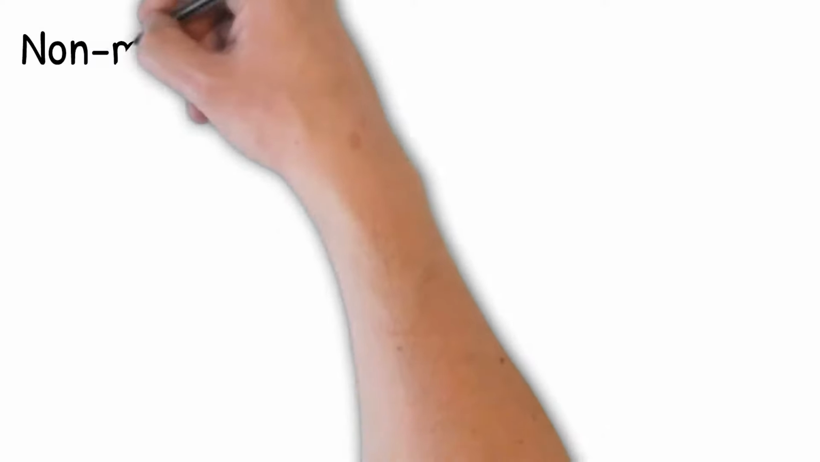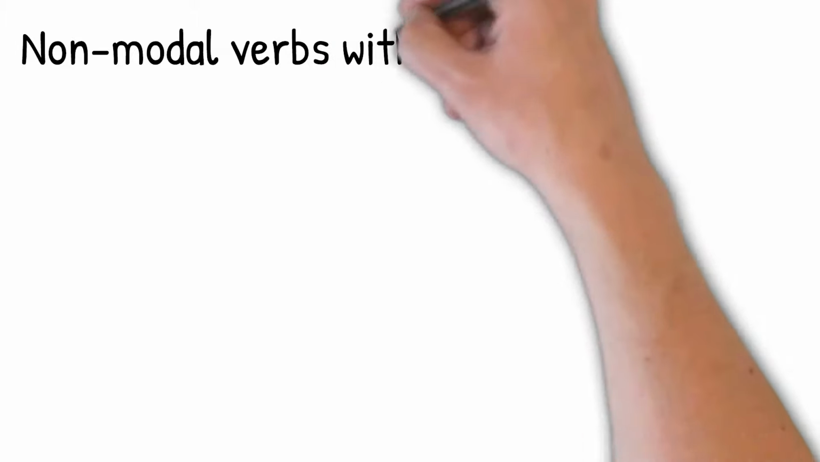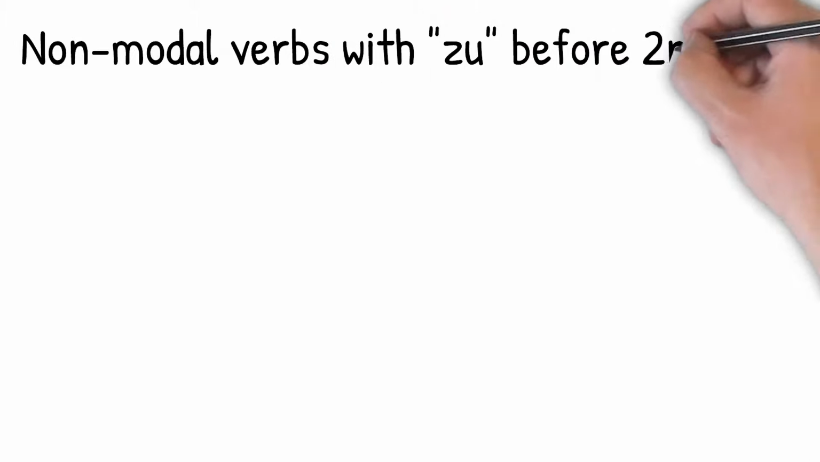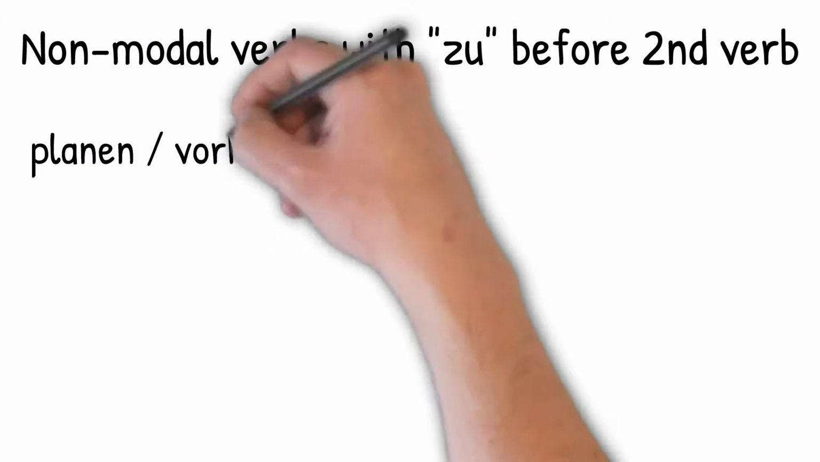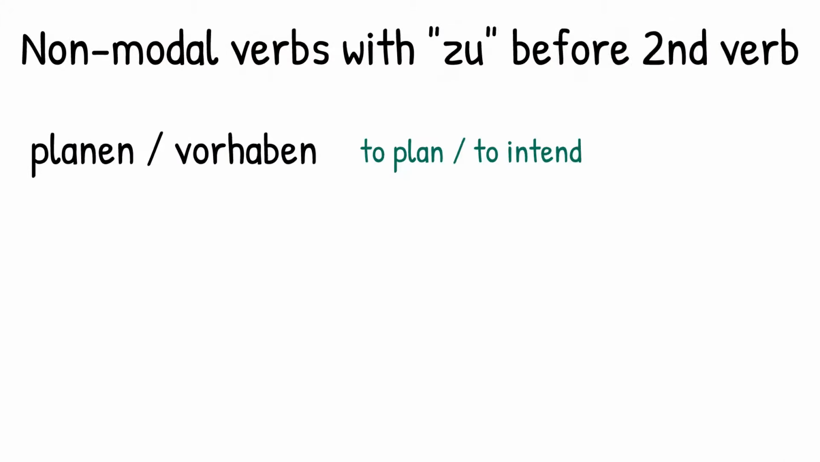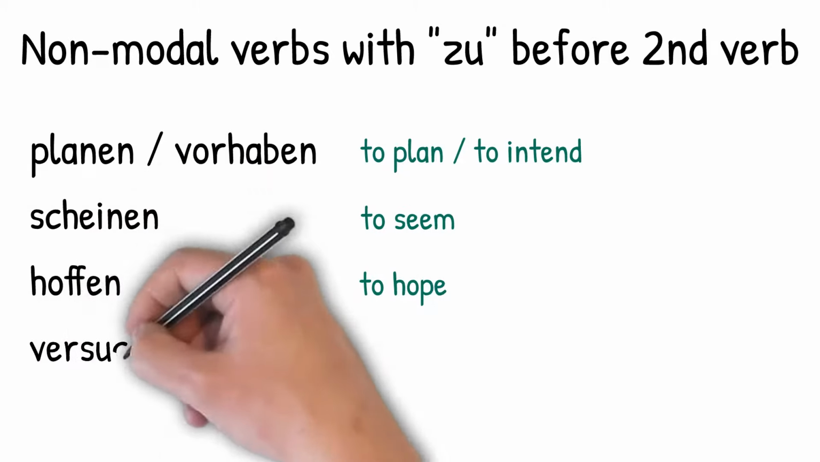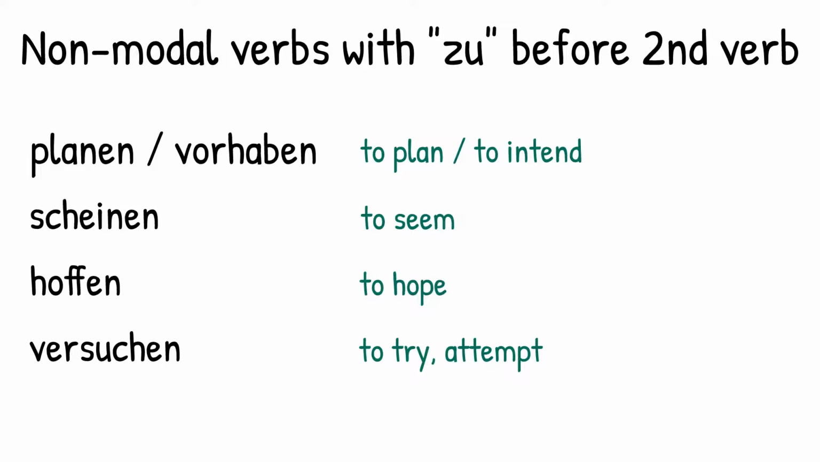Of course, there are other German verbs that appear with a second verb. And in the case of these verbs, there is a zu before the second verb. For example, planen or vorhaben, to plan or to intend, scheinen, to seem, hoffen, to hope, versuchen, to try or attempt. So don't get confused with these verbs. These verbs do need a zu, but modal verbs never have a zu after them.